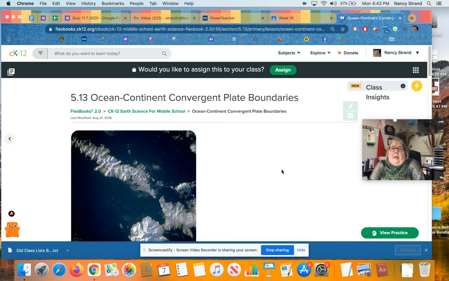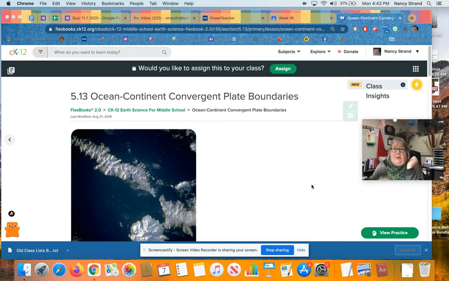Okay, guys. So we understand that there's two kinds of crust. Kids, there's oceanic crust and there's continental crust. This is what happens, kids, when oceanic crust converges or comes together with continental crust. And this is what we're going to learn about today. So here we go. Ocean continent convergent plate boundaries.